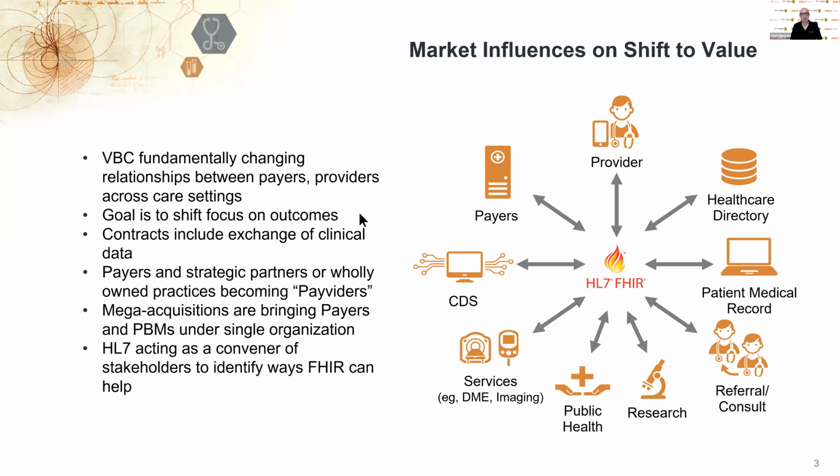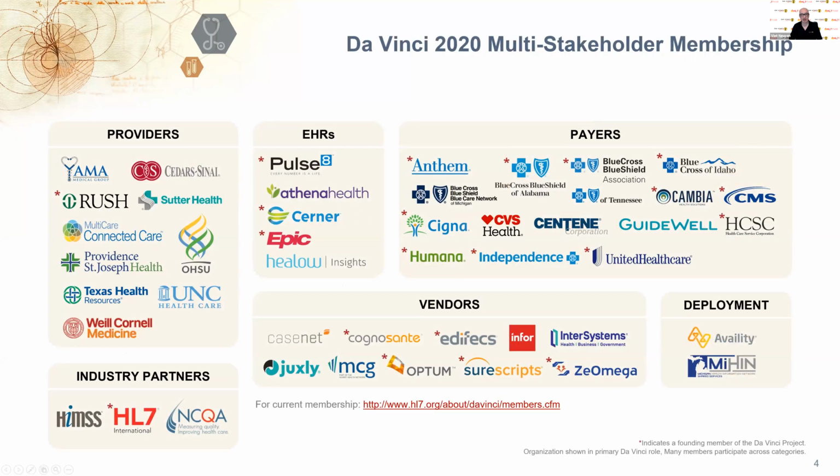So we call this our NASCAR slide of all of our current Da Vinci 2020 members. And as you can see, we have a number of providers, EHRs, payers, vendors, and a relatively new category of deployment members who are really going to help us scale FHIR to the HIE and clearinghouse community.